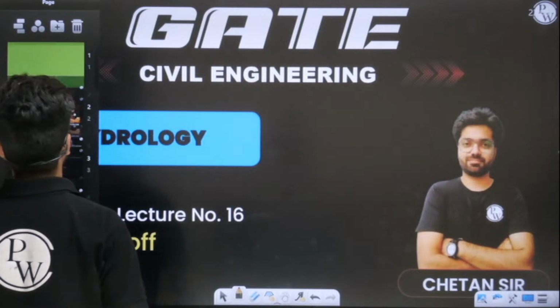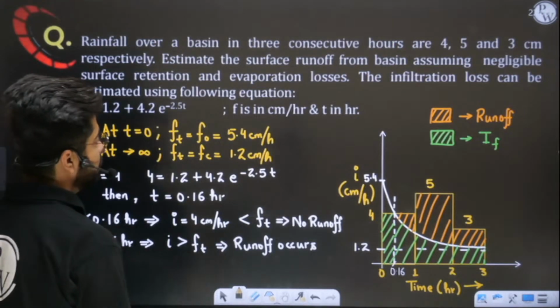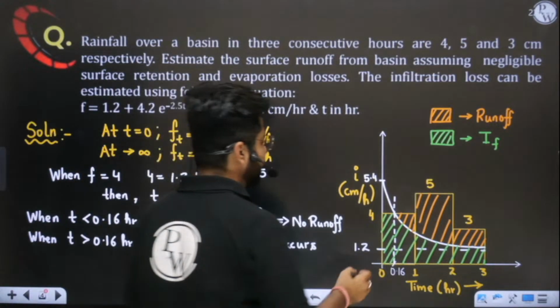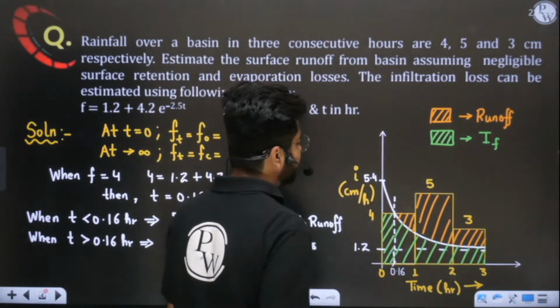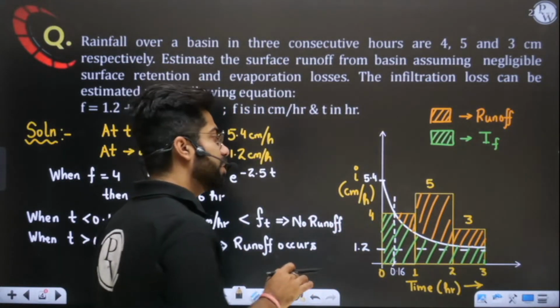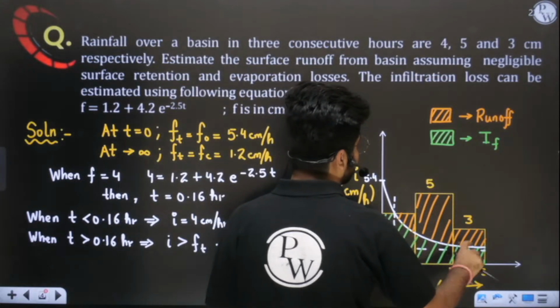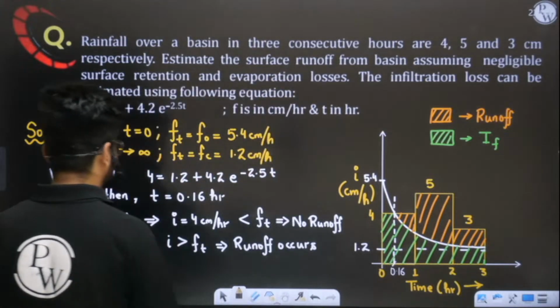In yesterday's class, we solved this question and we discussed the concept that when your infiltration capacity is more than the intensity of rainfall, in that case I will take the area of a rectangle and no integration will take place. But when the infiltration curve is less than the intensity of rainfall, in that case I will do integration to find the infiltration value. Okay, this we have already discussed in the last class.